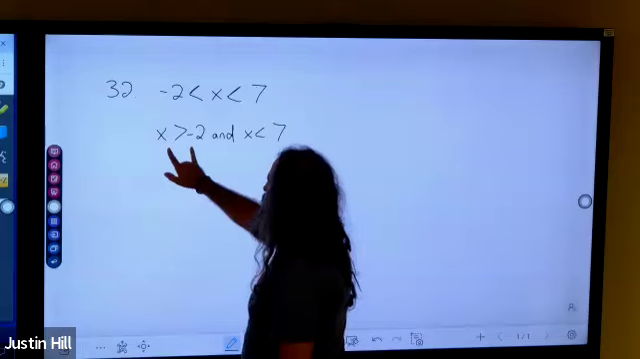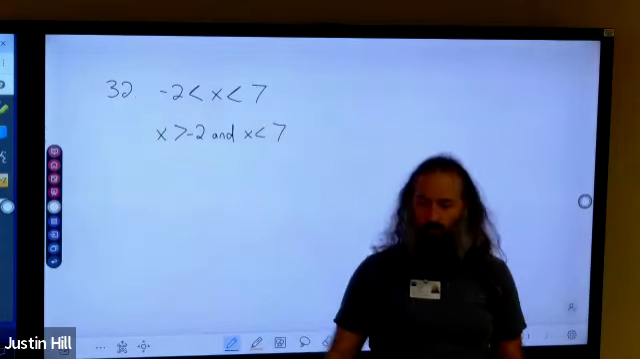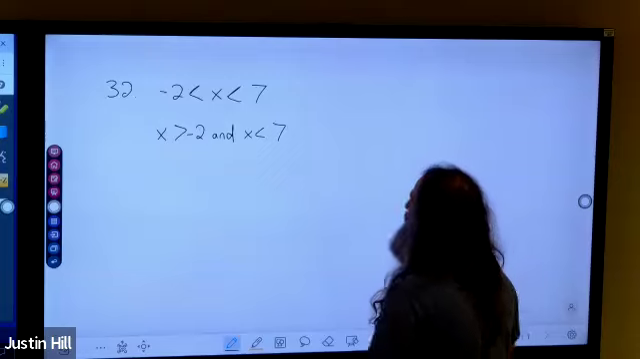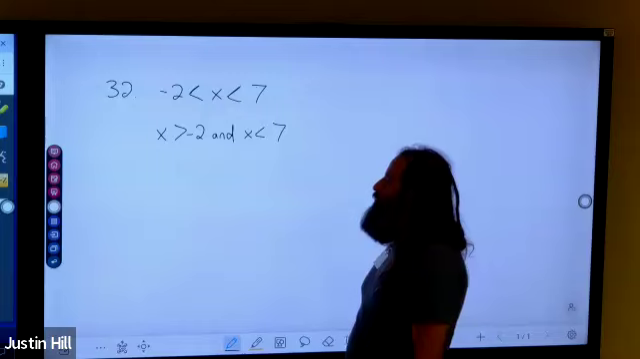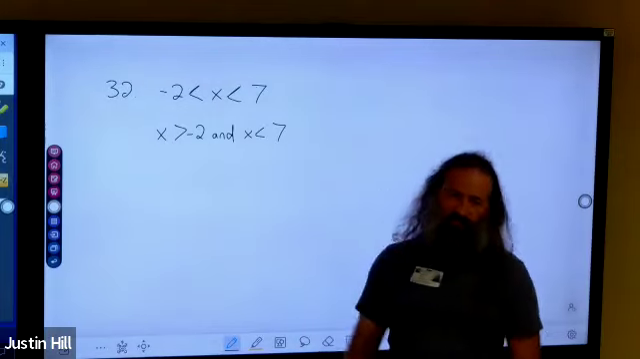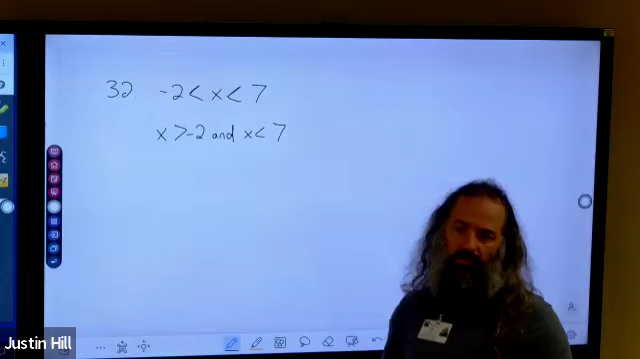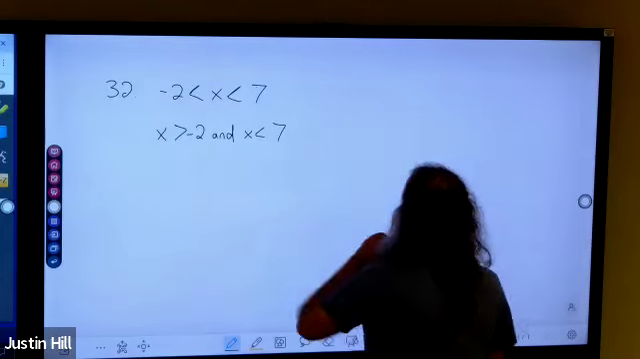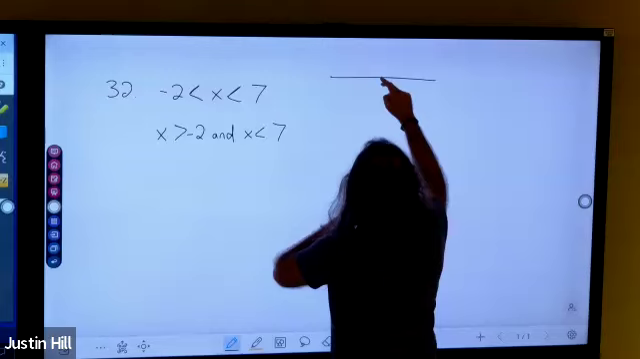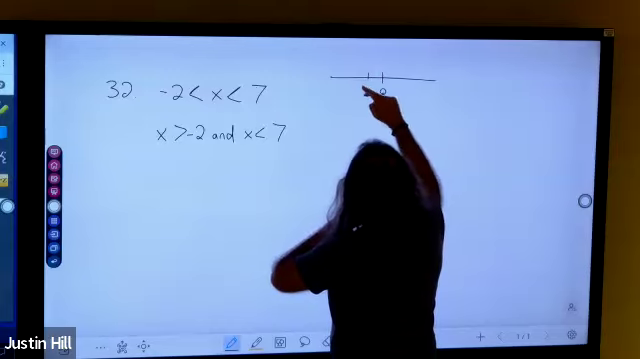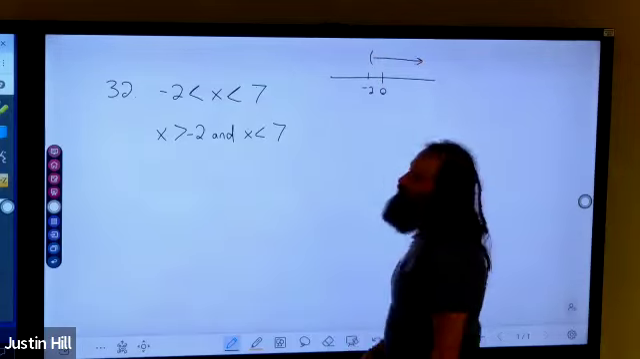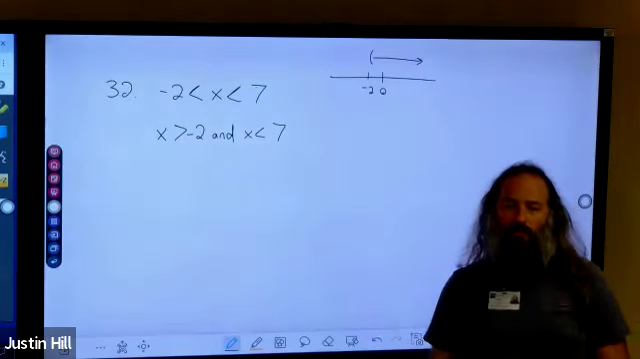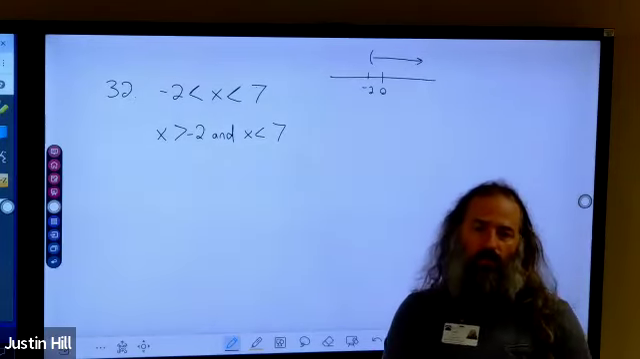So we need to negate the x is greater than -2. We need to negate the and. We need to negate the x is less than 7. So first of all, let's talk about the x is greater than -2. What's the negation of that? If you think about this on a number line, for instance, let's say that's my 0. Let's say this is -2. So when I say x is greater than -2, I'm saying anything to the right of -2, larger than -2. So then what would be the opposite of that? What would be the complement of that?